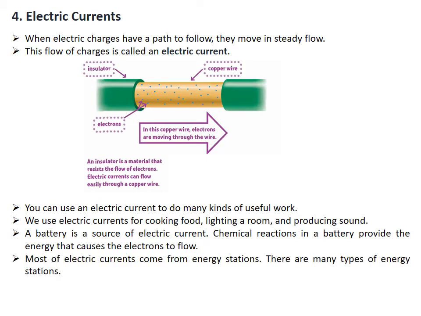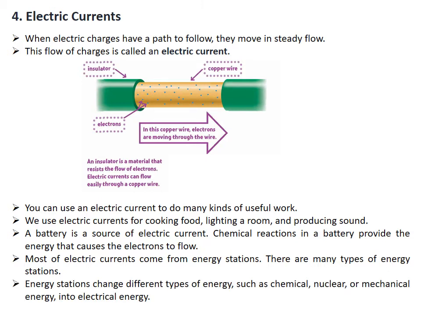Now, we have to know also that most of the electric current used in schools, homes, and businesses does not come from batteries. Instead, it comes from an electricity generating station or energy station. And there are many types of energy stations.